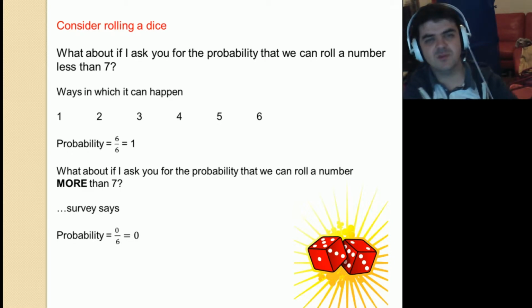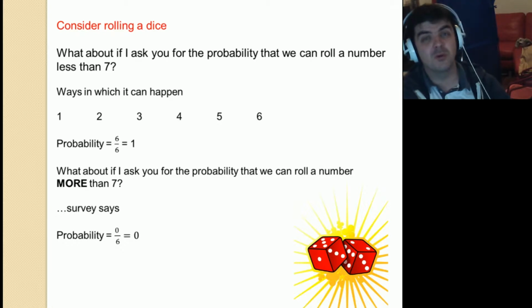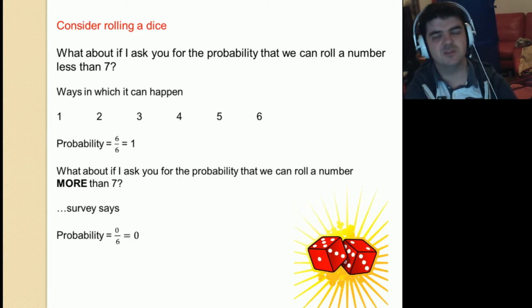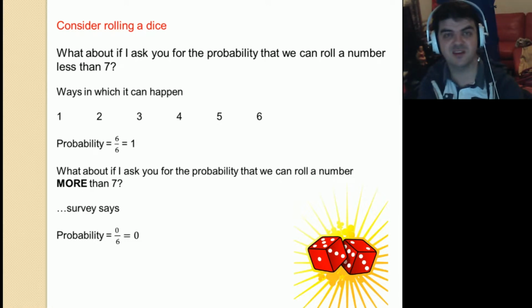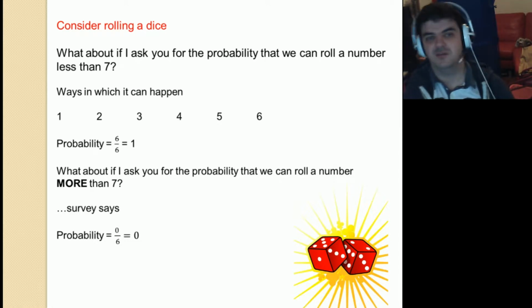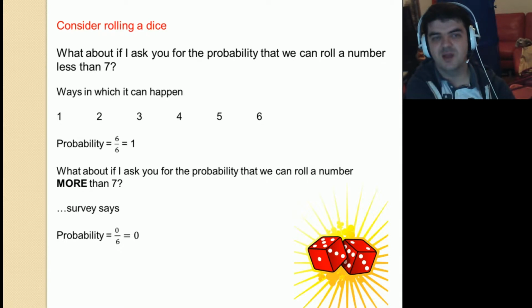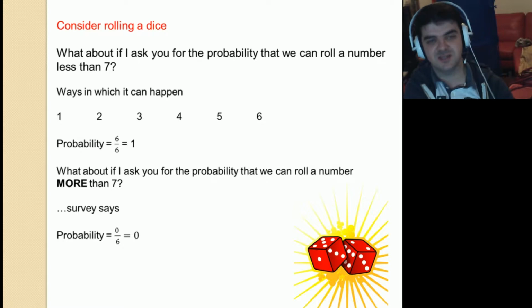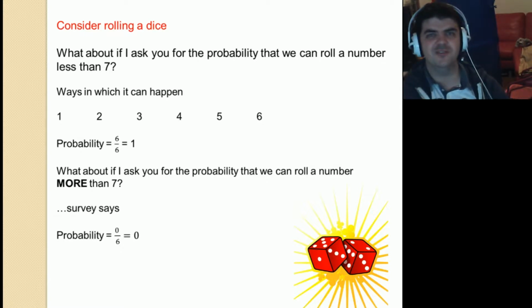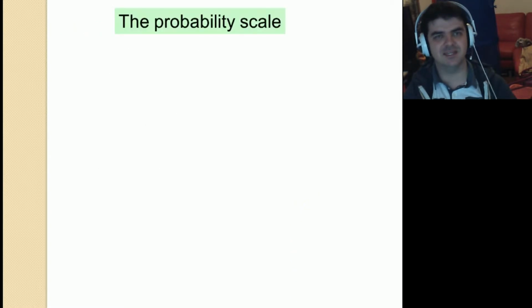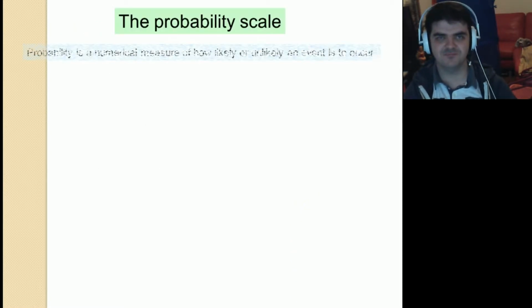Similarly, what if I ask you for the probability that we roll a number more than 7? Well, in this case, you can't roll a number greater than 7 using a 6-sided die. It's impossible. If we work out the probability, it's 0 out of 6, and 0 divided by 6 is 0. So we'll find out that impossible is equal to the value 0. And what we get is a probability scale.